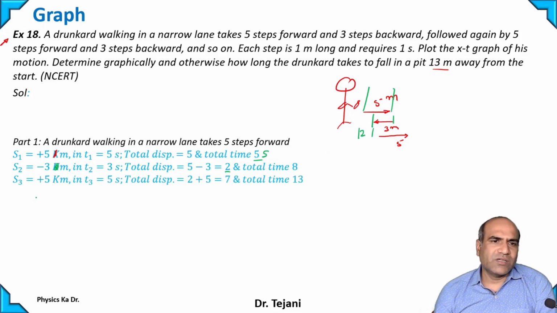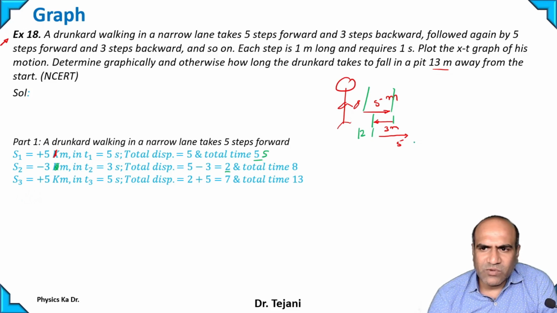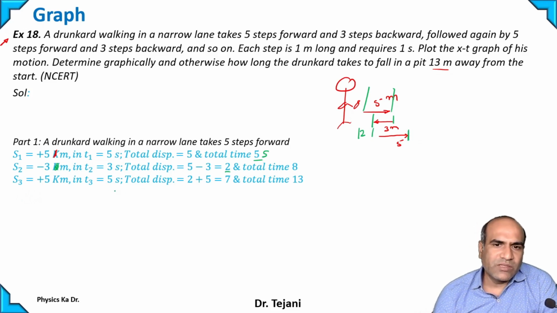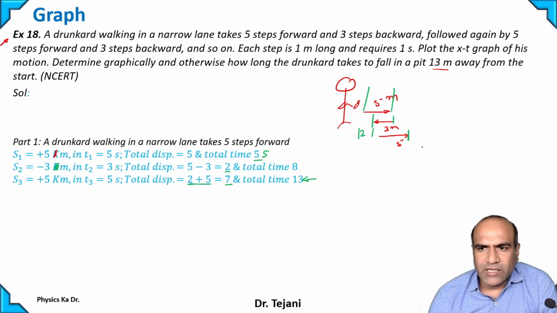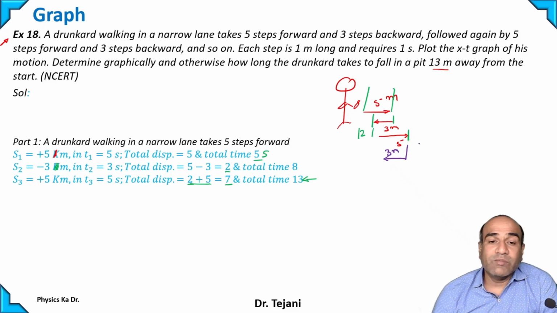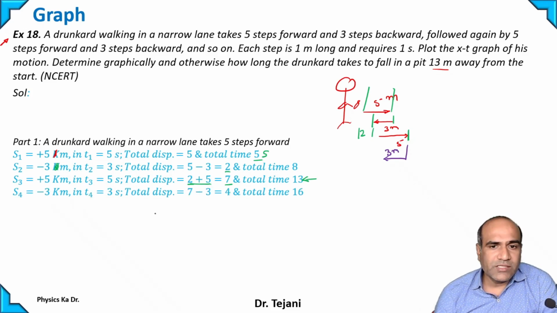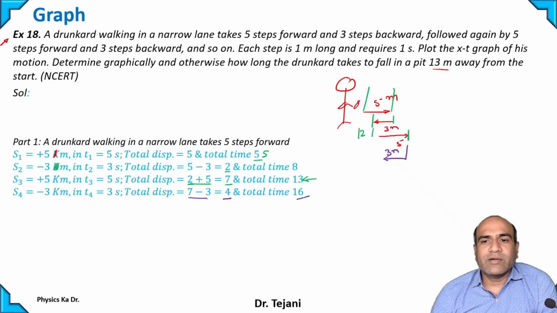Then in S3 again he moves 5 positive. Previously he already had 2, so 2 plus 5 is 7. Total time taken is 13. Then what next? Again he returns 3 meters. So 7 minus 3 becomes 4, and the time taken is 16.